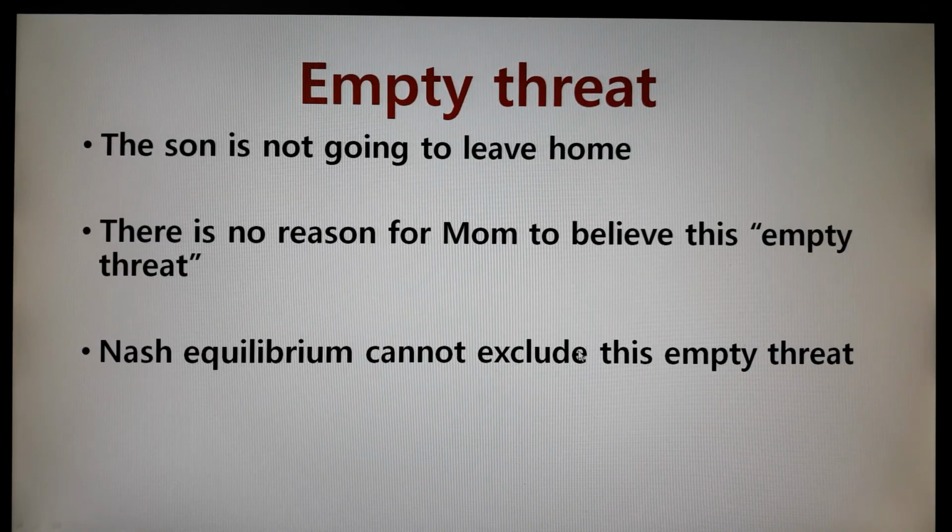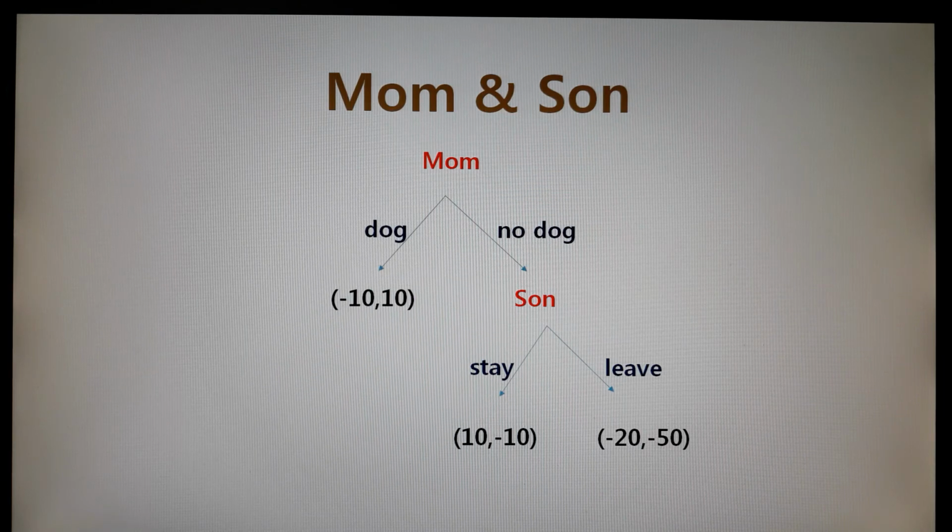Why subgame perfect? This son's situation of staying and leaving is a kind of small game. In this small subgame, the son has to make a reasonable choice, which is stay, because negative 10 is better than negative 50. So in Nash equilibrium, we do not require this in the small subgame. Everybody plays the reasonable strategy. That is why empty threat equilibrium is possible.